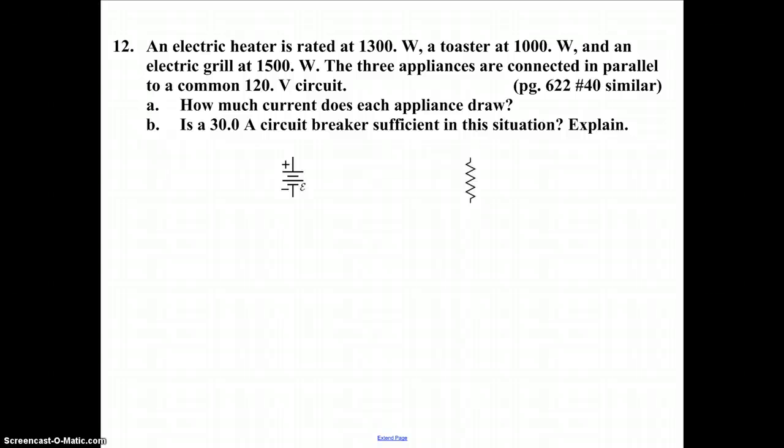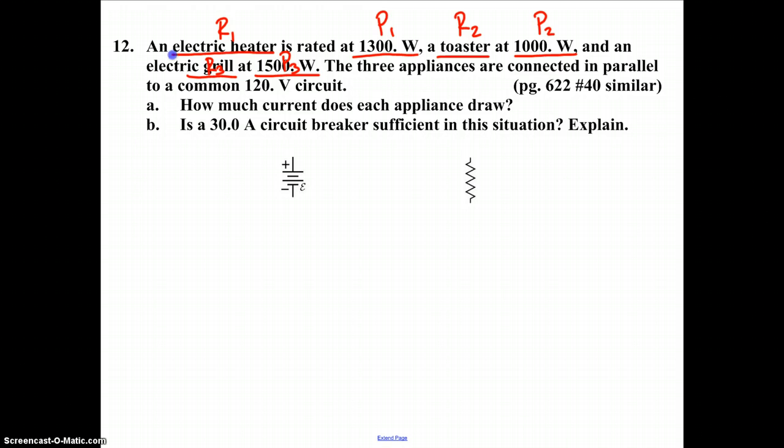All right, so let's go back and start over here. Any electrical device, heater, toaster, grill, are all considered resistors. So the electrical heater, we're going to label this R1, is rated at 1300 watts. Watts is the unit of power, so we'll call this power P1 because it belongs to the electric heater. A toaster, a second resistor at 1000 watts, we'll call that P2. And an electric grill, we'll call that R3 at 1500 watts, and we'll call that P3.